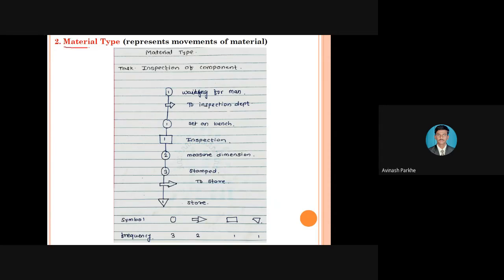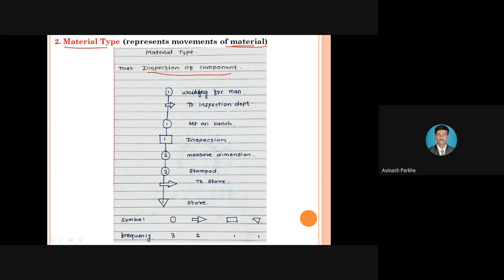What is the second type? Material type. It represents the movements of the material. Here your raw material is converted into finished goods, but while converting that raw material into finished goods, whatever movements are taking place by that raw material, those movements are represented by using this material type of flow process chart.